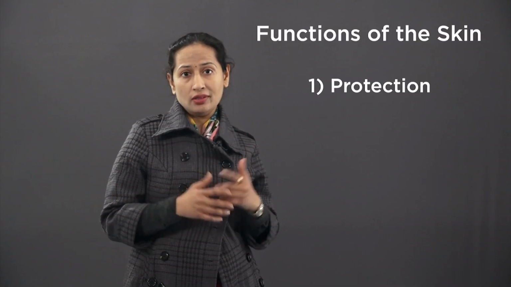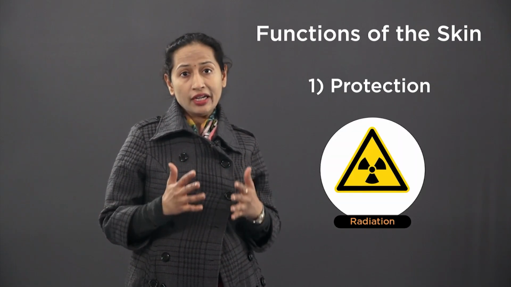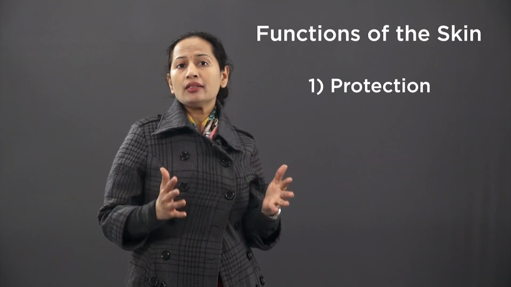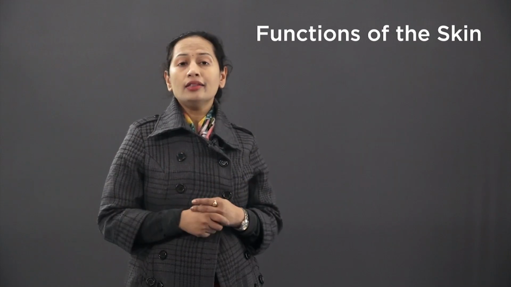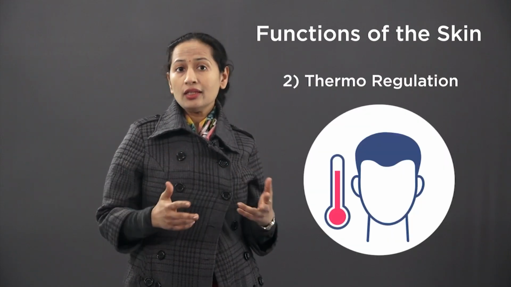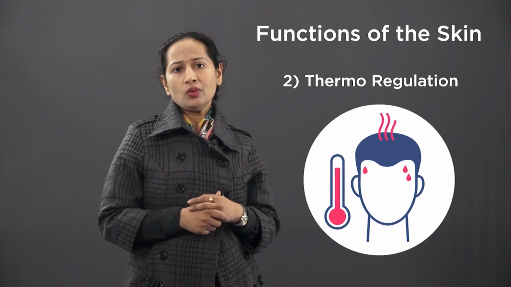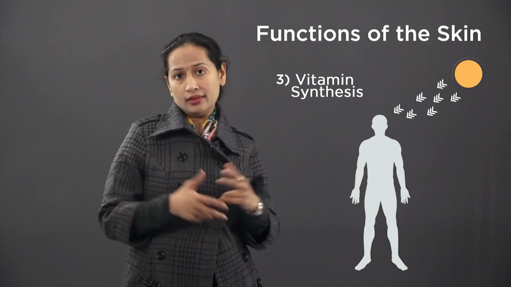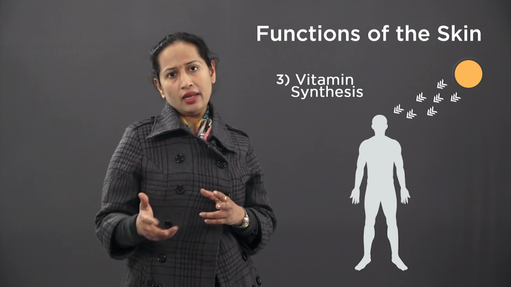First, protection. The skin protects the body from injury, heat, radiation, chemicals and microorganisms. It protects the body from ultraviolet radiation. Second, thermoregulation. The skin also works as a temperature regulator, enabling the body to adapt to different temperatures. Then, vitamin synthesis. Vitamin D is synthesized in the skin in the presence of sunlight.